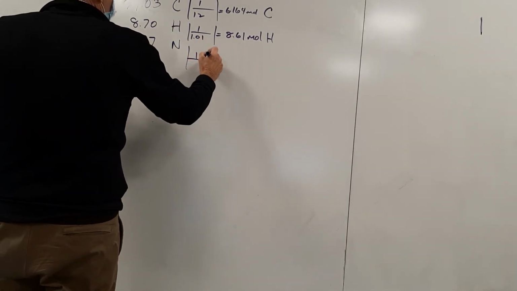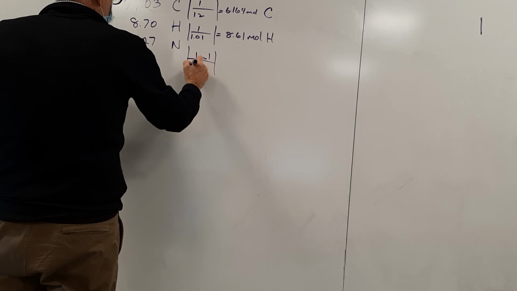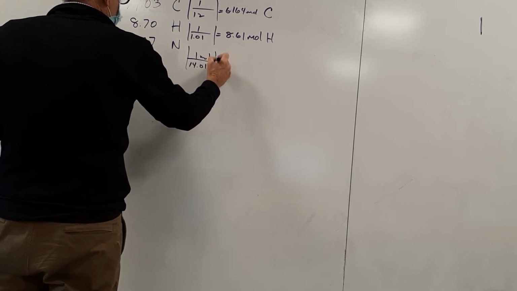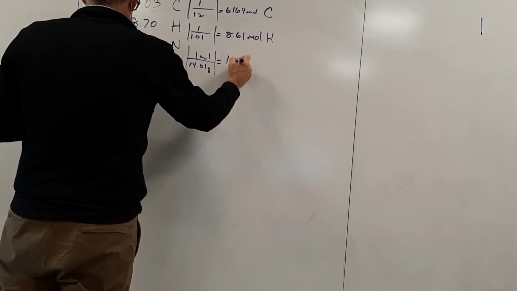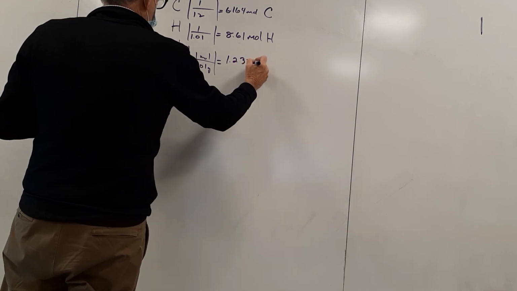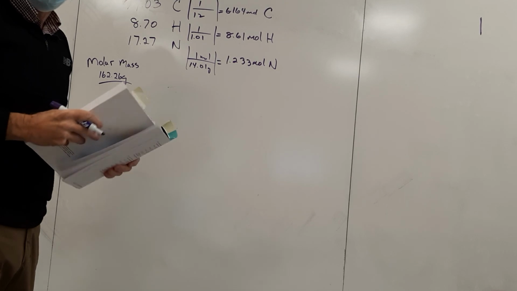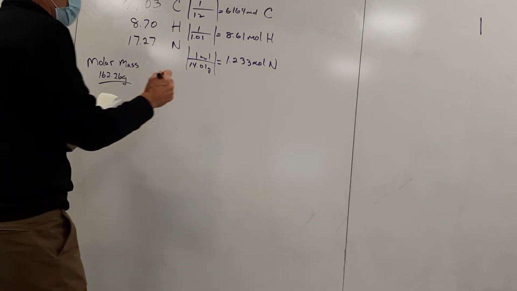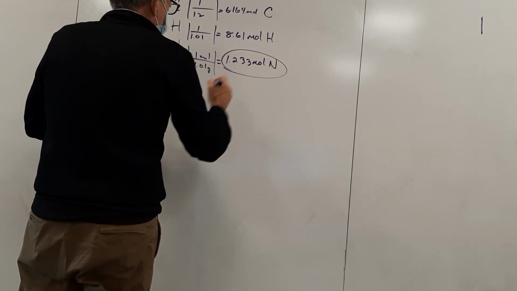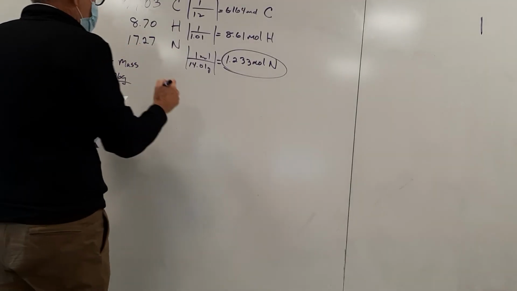1 mole over 14.01 grams gives me 1.233 moles of nitrogen. Now I've got moles, I've got to go mole to mole ratio. Nitrogen is the smallest. I'll divide that into each one.